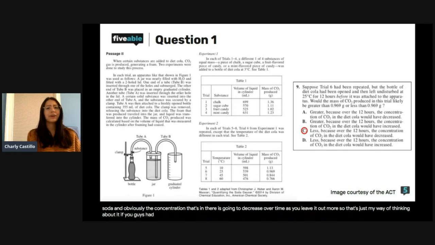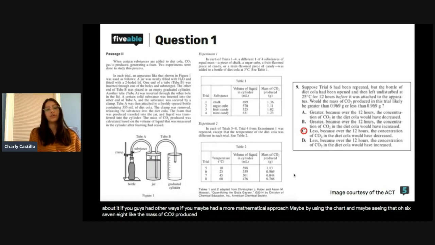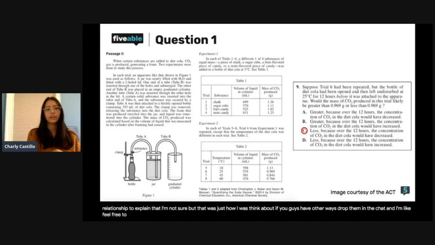If you guys had other ways, if you maybe had a more mathematical approach, maybe by using the chart and seeing that for trials 6, 7, 8, the mass of CO2 produced is going down as the temperature goes up. So you might have used that inverse relationship to explain that. I'm not sure, but that was just how I was thinking about it. If you guys have other ways, drop them in the chat, and feel free to look at those. But it seems like we all got that question correct.